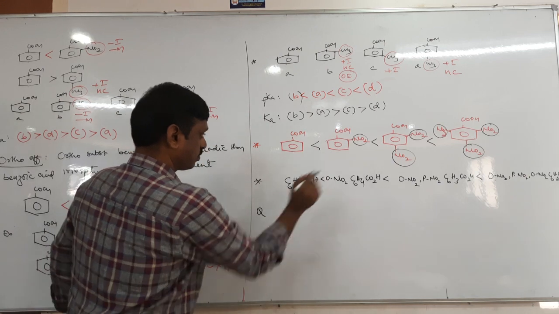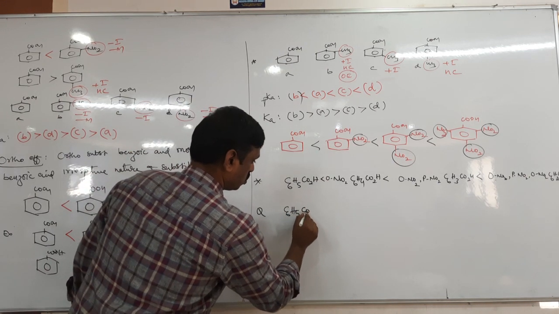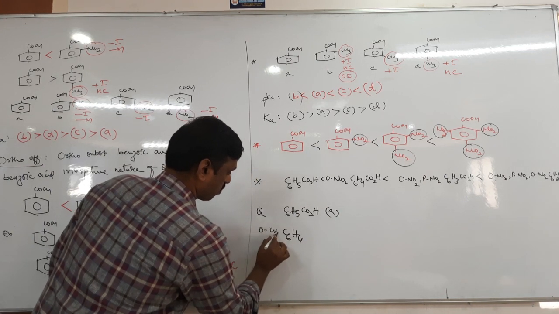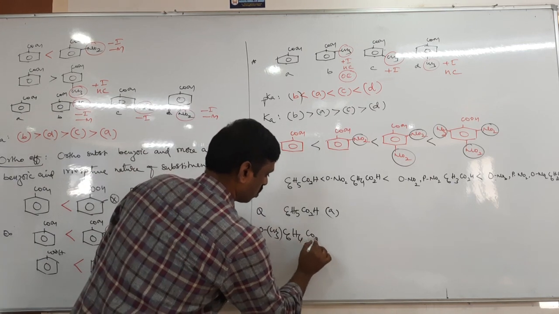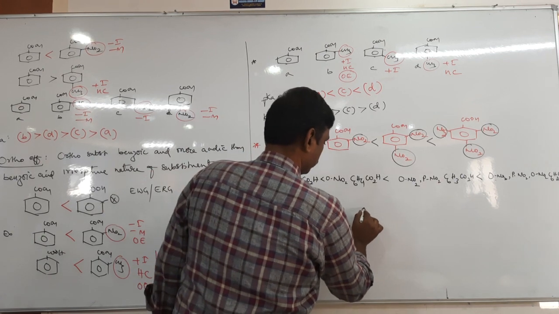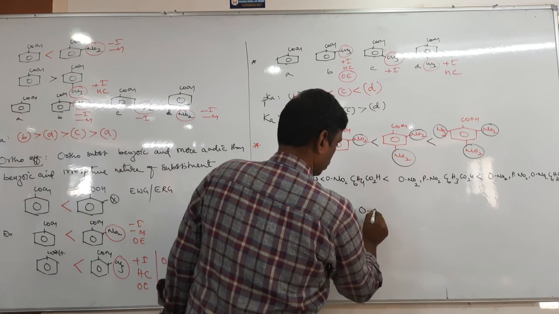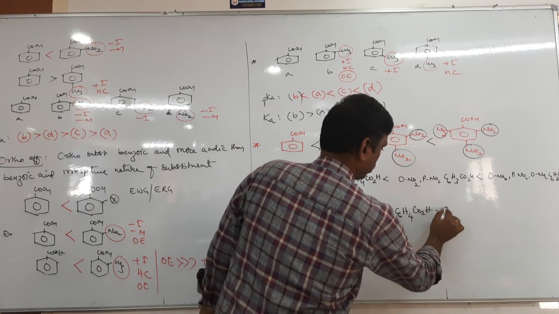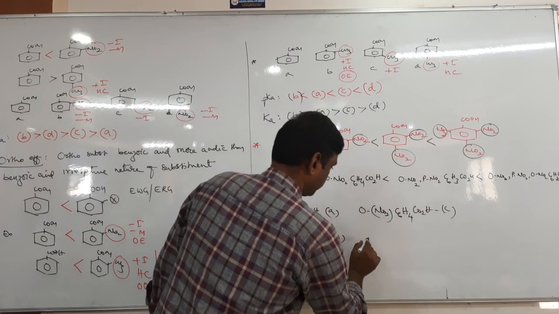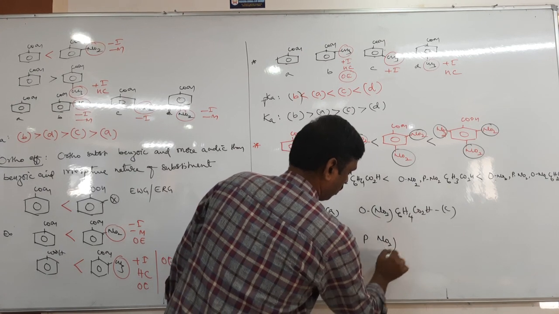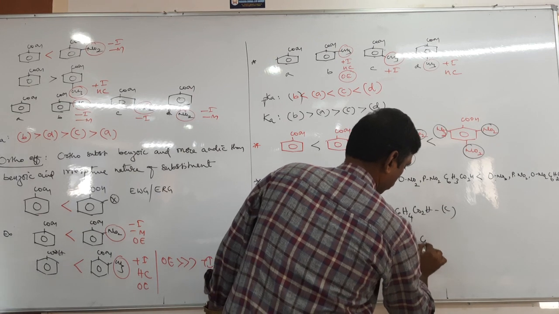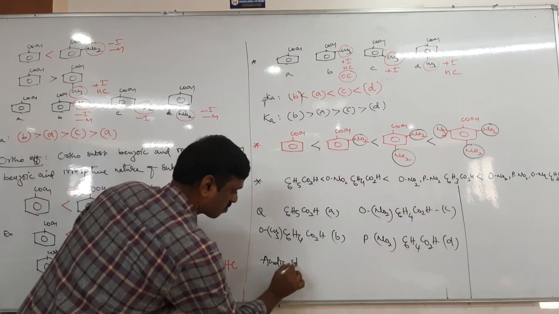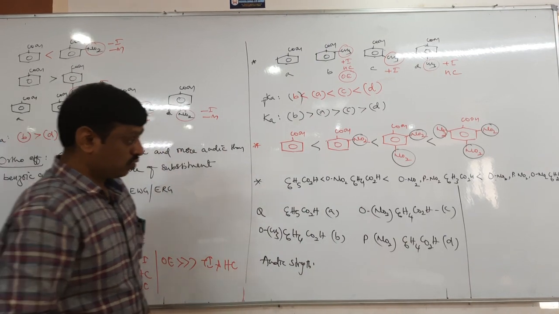Okay, one more question. C6H5CO2H is A, C6H4 CO2H B, ortho NO2 C6H4CO2H is C, and PNO2 C6H4CO2H is D. Tell me, what is the order of acidic strength? Which is greater?